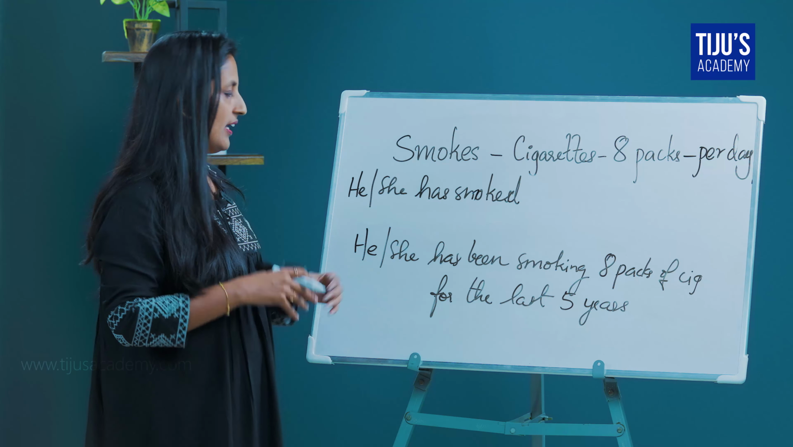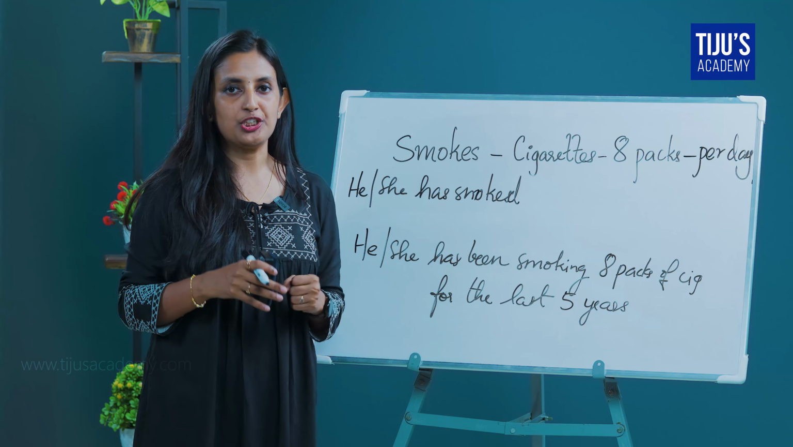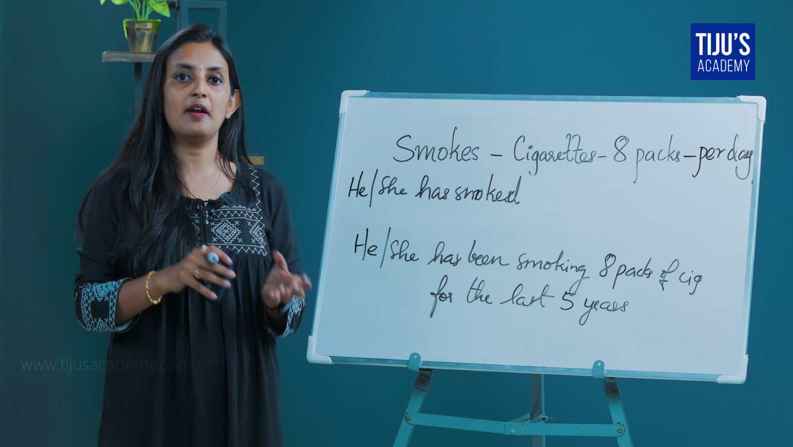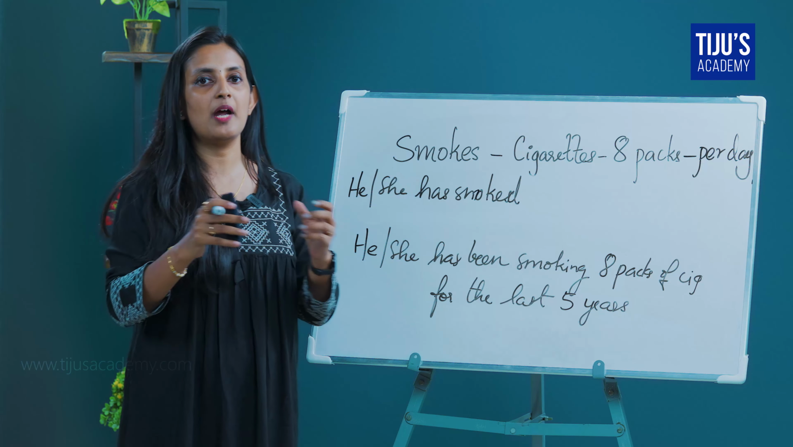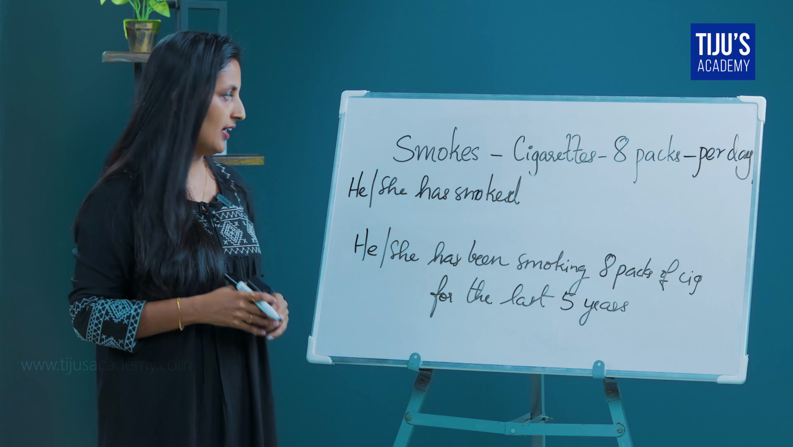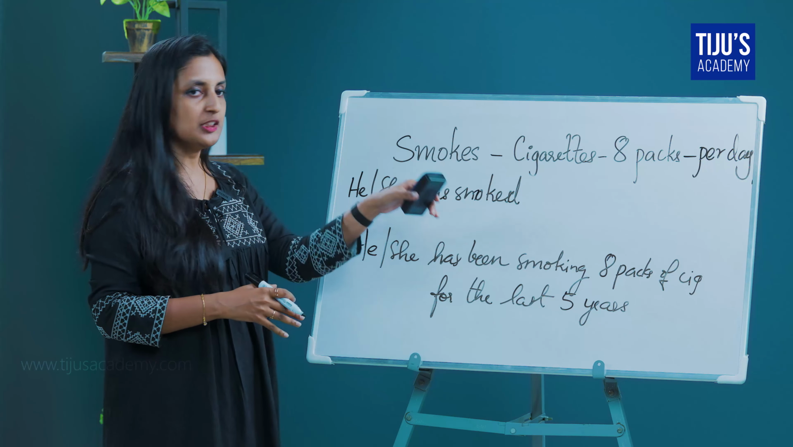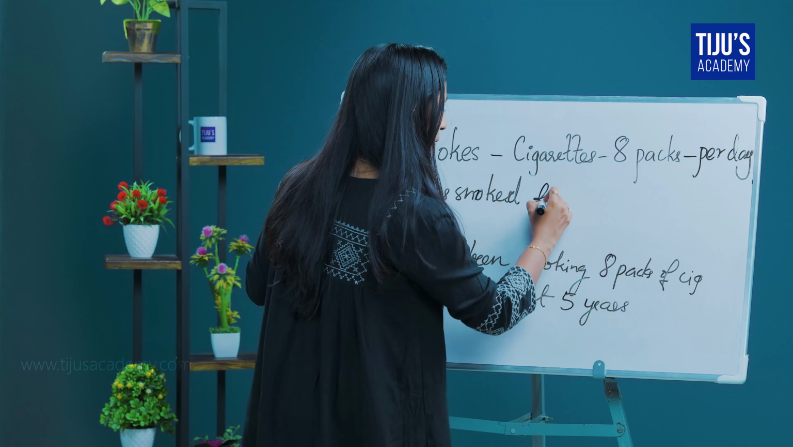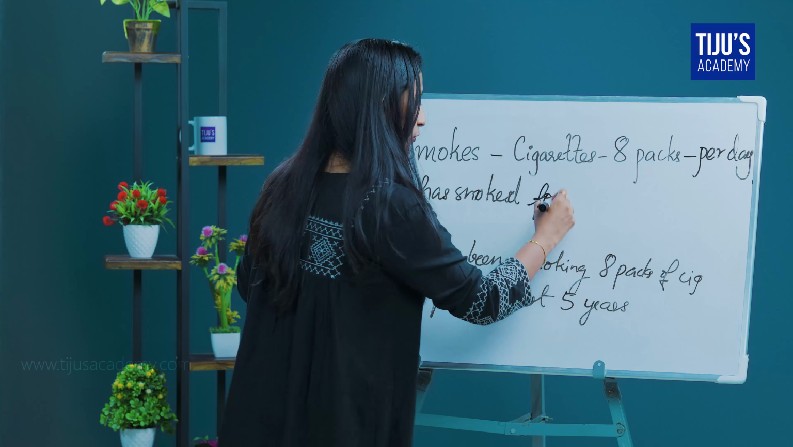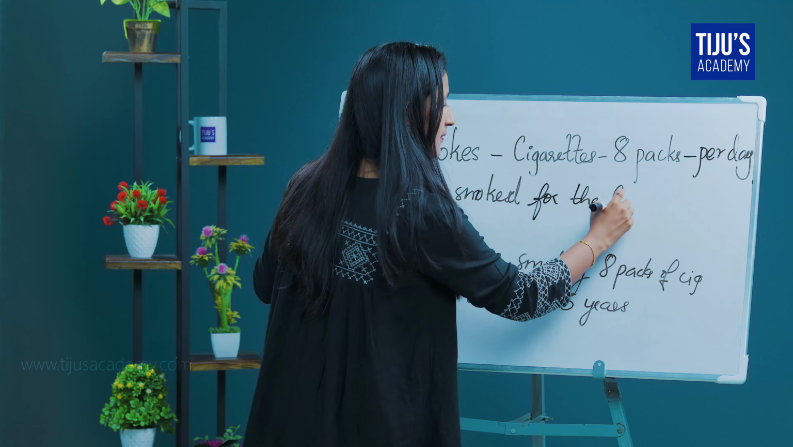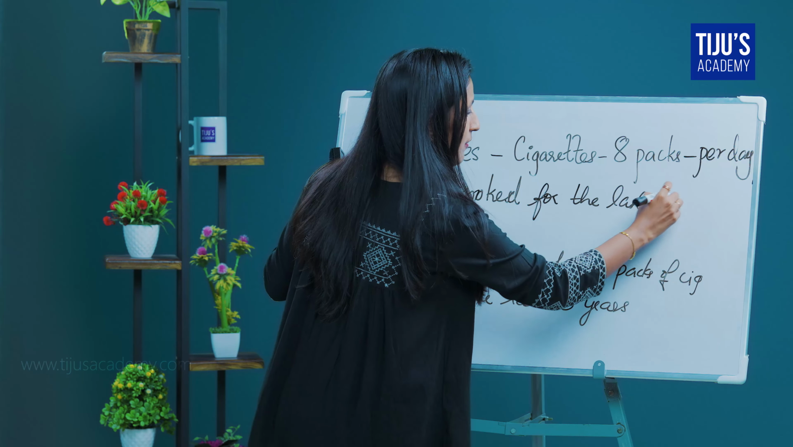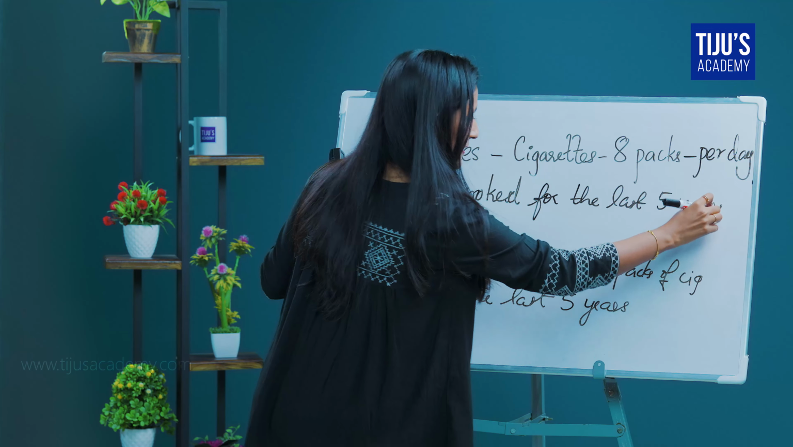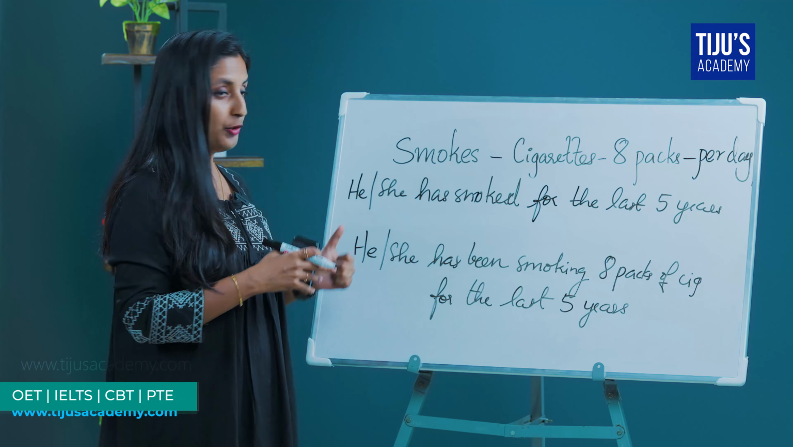On the other hand, if it is mentioned only that your patient has been smoking cigarettes for 8 years, you have to write it as he or she has smoked for the last 5 years. So you simply need to write the time period here, for the last 5 years. So I hope it is clear for you people so far.